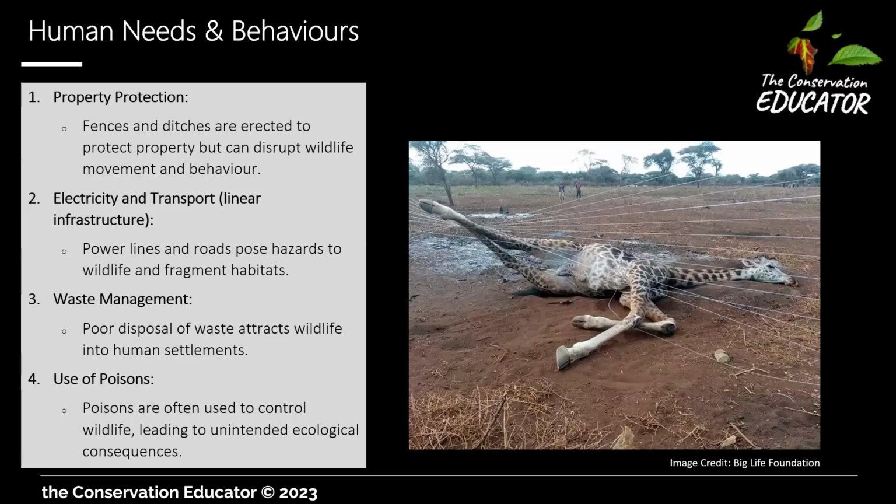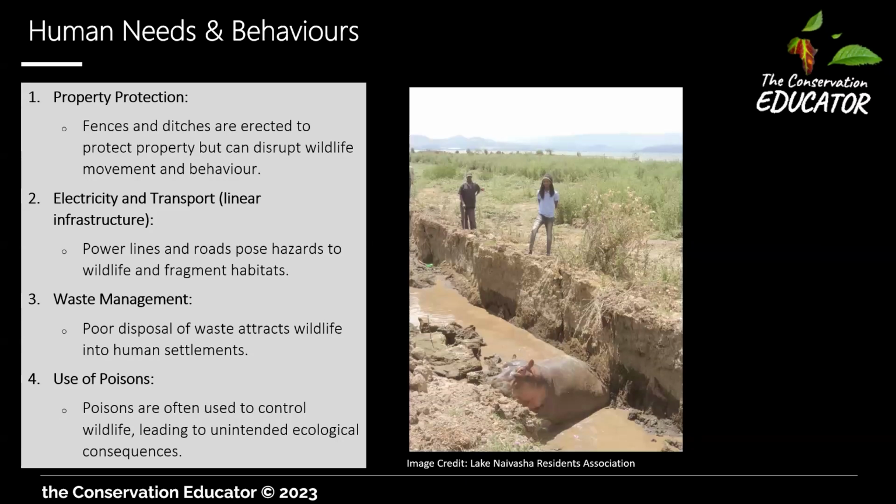This is Lake Naivasha in Kenya. This is the hippo caught in a ditch. It's fallen in. It had to cross from one side. It can't get out. They had to come in with a low loader and remove it.